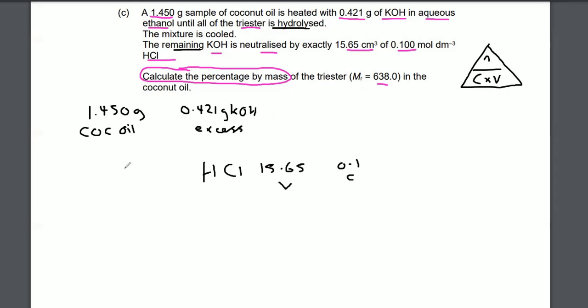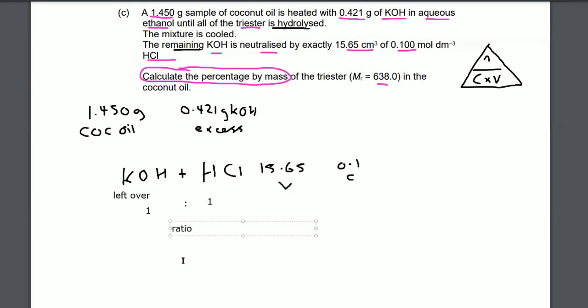Okay, there are several points you could start here. You could start by working out the original moles of KOH from the 0.421 grams. But I'm going to start right at the bottom numbers we've got, which is with the hydrochloric acid. Now, we know that hydrochloric acid reacts in a one-to-one ratio with KOH. Now, how do I know it's one-to-one? Well, I could write the full equation out and balance it.